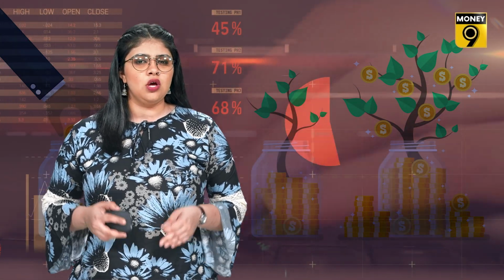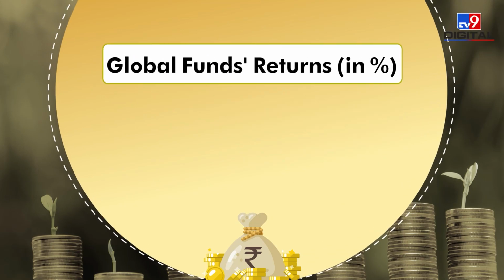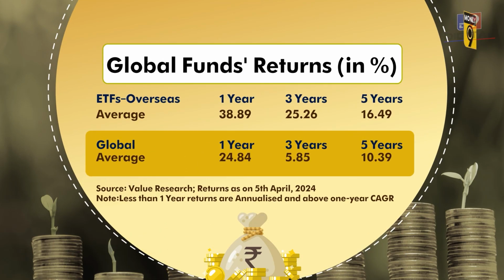Talking about returns, until 5th April 2024, foreign ETFs have given an average return of 38.8%, 25.2% and 16.4% over a 1, 3 and 5-year period respectively. During the same period, the return on international funds was 24.8%, 5.8% and 10.3% respectively. Eighth, what about the taxes on your earnings?